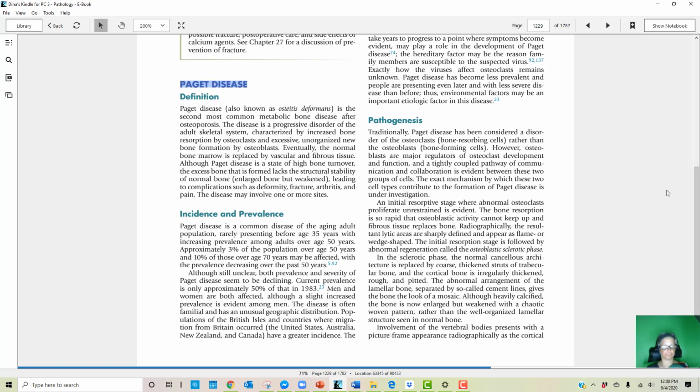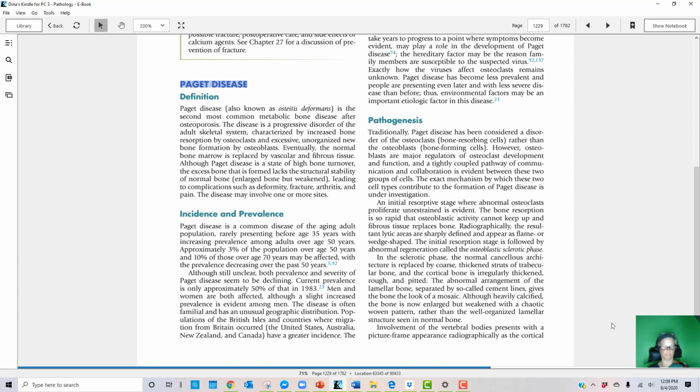The disease may involve one or more sites. Incidence and prevalence. Paget disease is a common disease of the aging adult population, rarely presenting before age 35 years with increasing prevalence among adults over age 50 years. Approximately 3% of the population over age 50 years and 10% of those over age 70 years may be affected, with the prevalence decreasing over the past 50 years.